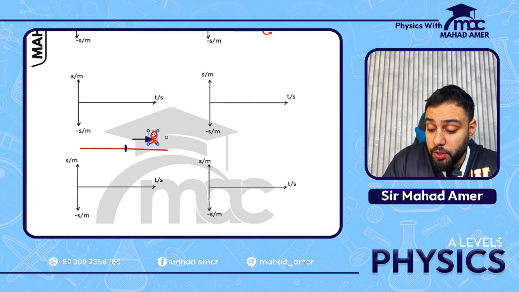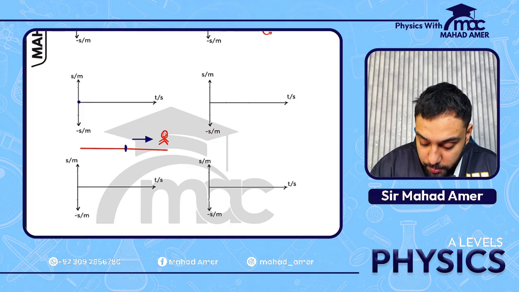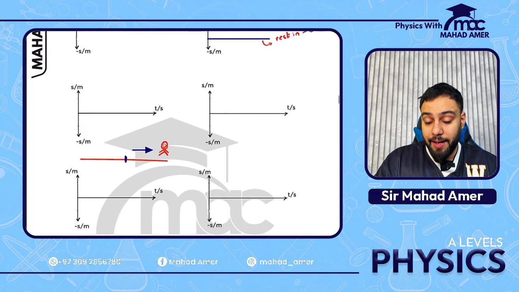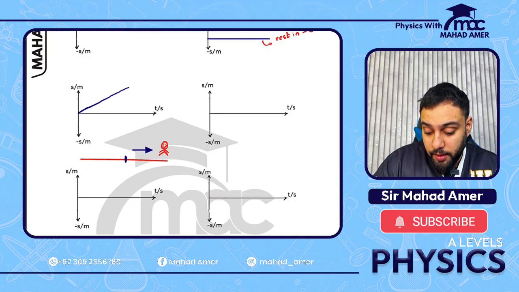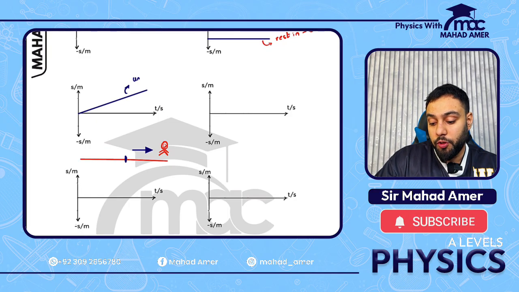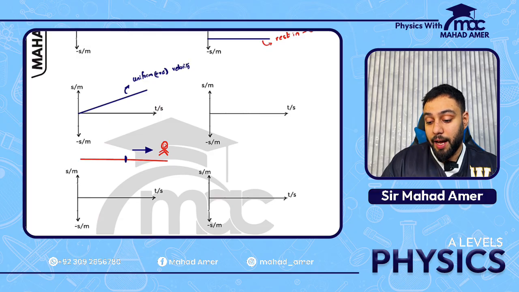I'm moving to the right, to the right. I'm moving to the right from my starting point. That means I started from my original position and I'm moving with the uniform velocity. So this graph is uniform positive velocity, and I'm going from my original position to the right.